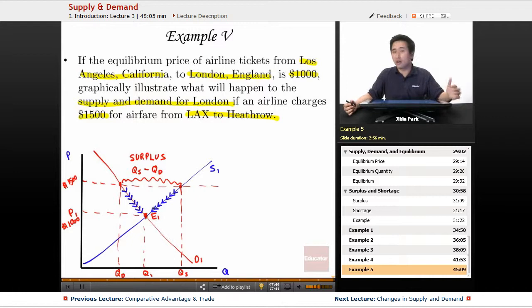Again, absent any government intervention, the supply and demand model simply states that prices are just going to self-equilibrate, and the surplus in the long run is going to be adjusted, and you get back to the equilibrium price of $1,000.